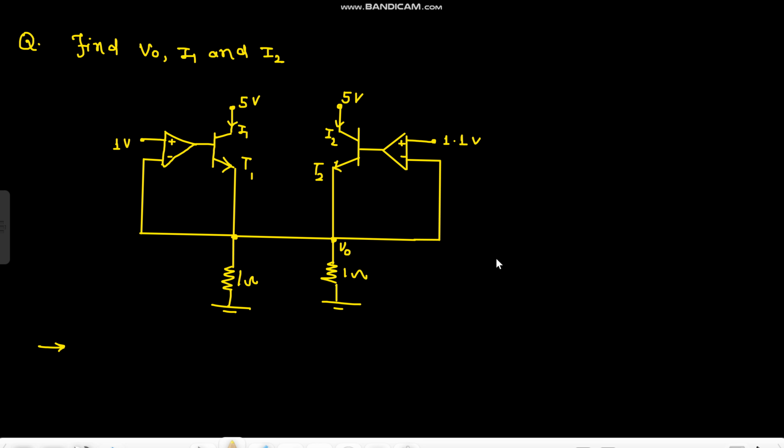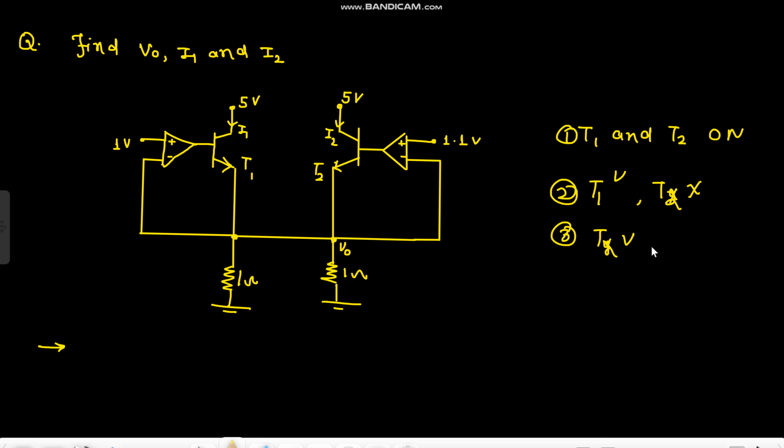Hello everyone. So this is a very interesting question on OpAmp, OpAmp or transistor, whatever you can say. Here you need to find V naught, I1 and I2. There can be three conditions: T1 and T2 both on, this is the first condition; T1 on and T2 off; and third, T2 on and T1 off. Okay, so we will go one by one.